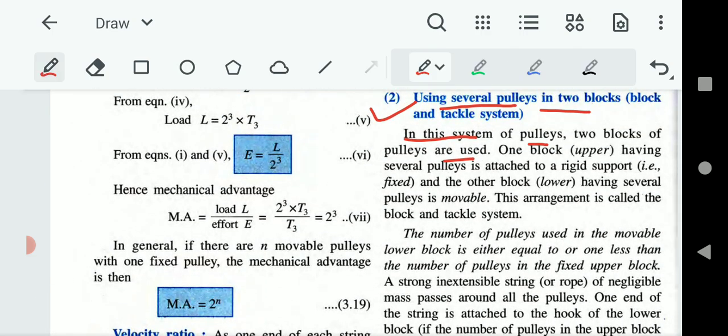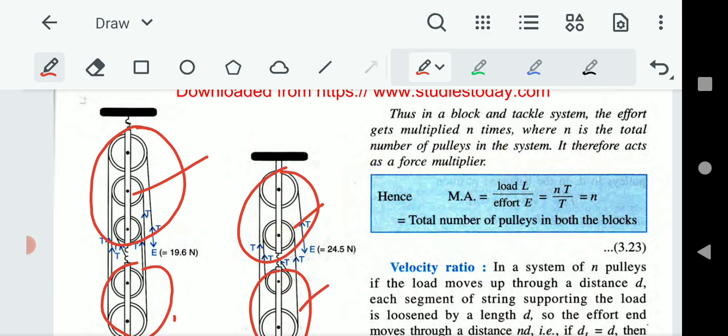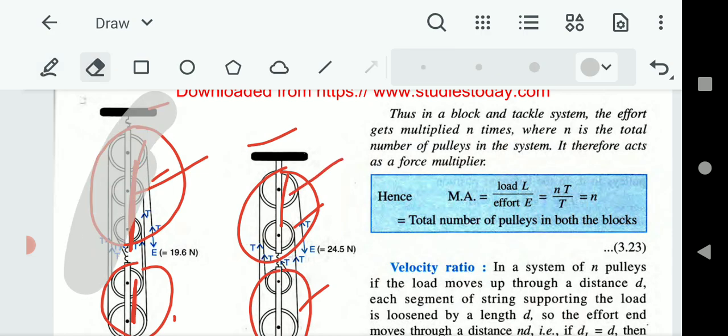So what is written here? One block, that is the upper, having several pulleys is attached to a rigid support, that is fixed, and the other block having several pulleys is movable. See, the upper part of this system, block and tackle system: the block is the arrangement of pulleys and the tackle is a rope only. Okay, that's why it's known as block and tackle. The upper part is actually fixed and the lower parts are movable. In both systems, the upper parts are fixed and lower parts are movable.